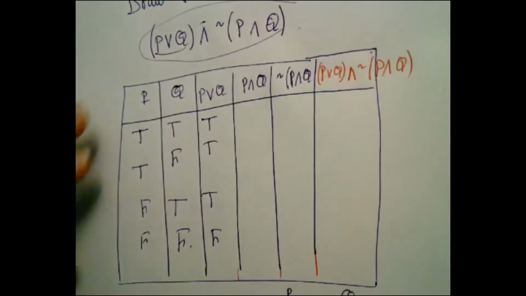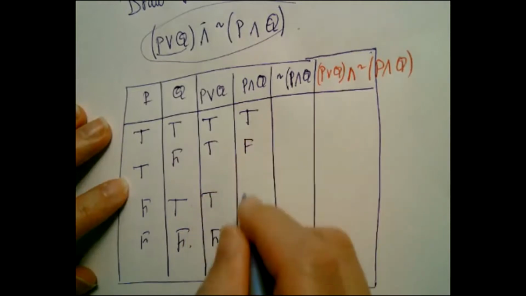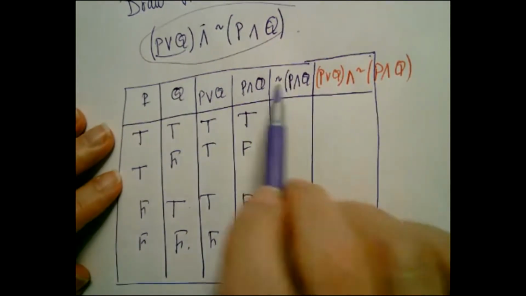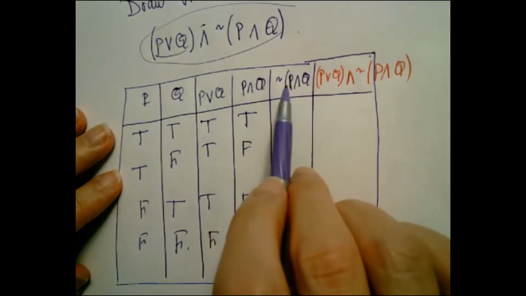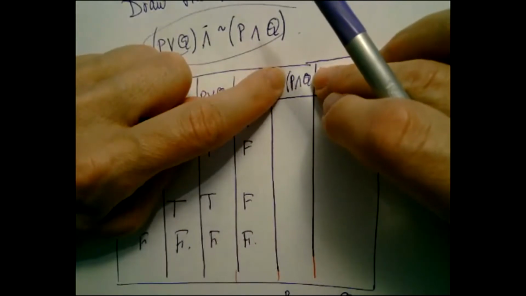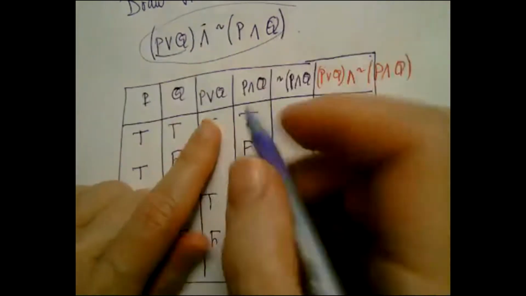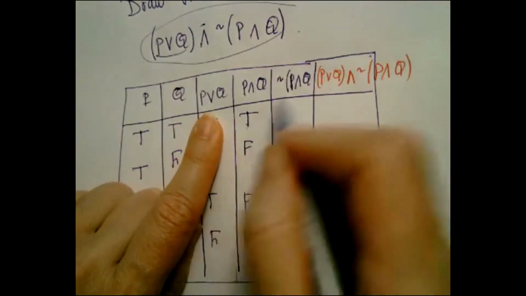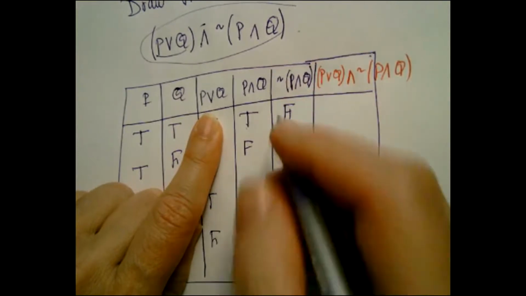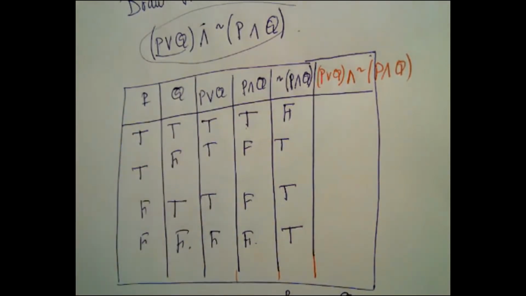P and Q. Again, we know that. P and Q is true when both are true. It's false everywhere else. Now, what's not P and Q? Not P and Q is the statement which is true whenever P and Q is false, and false whenever P and Q is true. That's important. So this is P and Q. The negation is false. It's true every time P and Q is false.